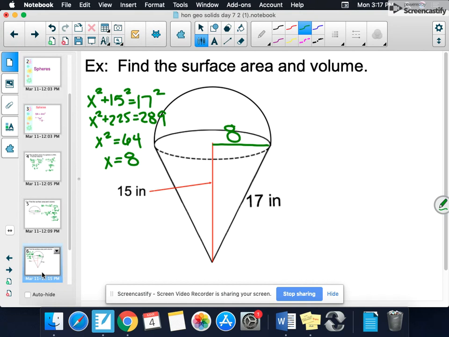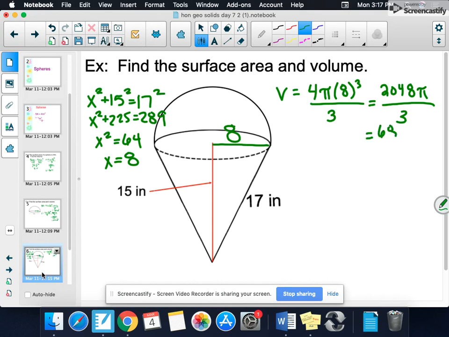So now I'm going to use that in my formula. I'm going to do the volume of a hemisphere, then I'm going to do the volume of a cone, and add them together. So for volume of my hemisphere, I'm going to do 4 pi times 8 cubed divided by 3. So that's going to become 2048 pi over 3. And so then when I get that, it becomes about 682.7 pi. And then remember, it's a hemisphere, so I'm going to cut it in half. So for the volume there, I get about 341.3 pi.